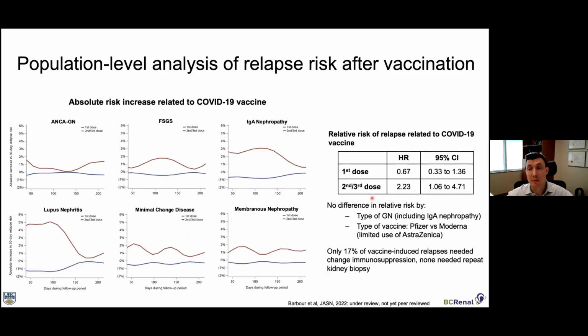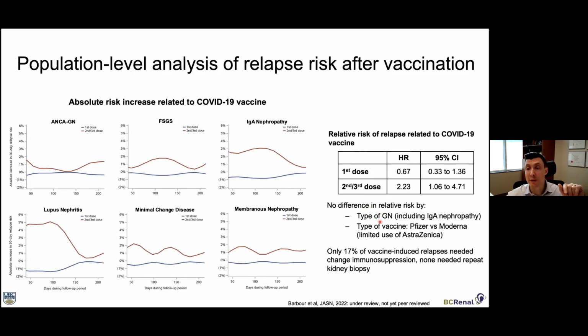So what is the risk related to a vaccine? Well, first, let's talk about the relative risk. We looked at the relative risk of disease relapse in the 30 days after a vaccine. And it turns out that after the first dose of a vaccine, there was really no increased risk at all. But unfortunately, after the second or third dose, there does appear to be a twofold increased risk of disease flare. Now, there was no difference in this risk based on type of GN. So patients with IgA nephropathy were at no different risk of disease flare than any other type of glomerular disease.